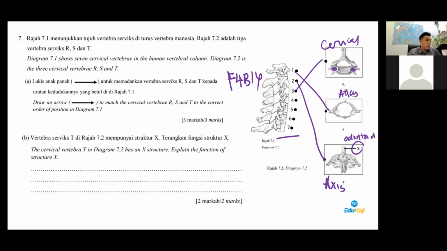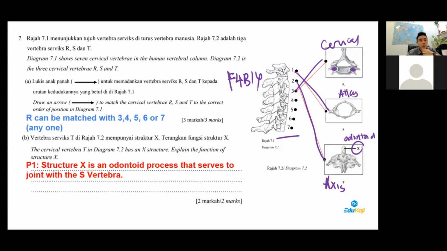Now, the cervical vertebra has X structure. Guys, X is the odontoid process. They allow that vertebra, which is axis, to join to atlas. This allows movement of the head, membenarkan pergerakan kepala to the left, to the right. Okay, this allows that movement.